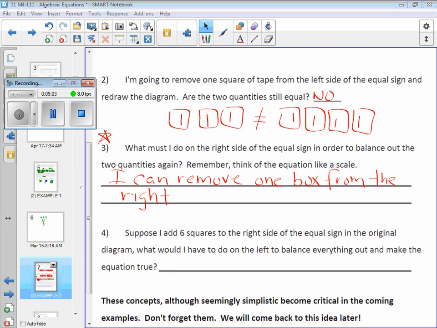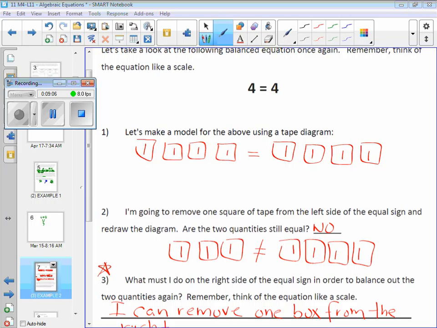Going back to the original tape diagram, what if I add 6 boxes to the left? What would I have to do on the right side to balance it out? Mia. If I take 6 brand new boxes and I add them, and I don't want you to do this, but I'll show it to you. Right now, is it balanced or not? Mia, what would I have to do on the other side to balance it out? I'd have to add 6 brand new boxes to this side to balance it out.